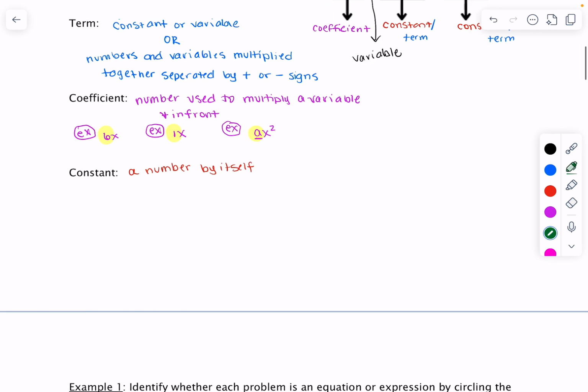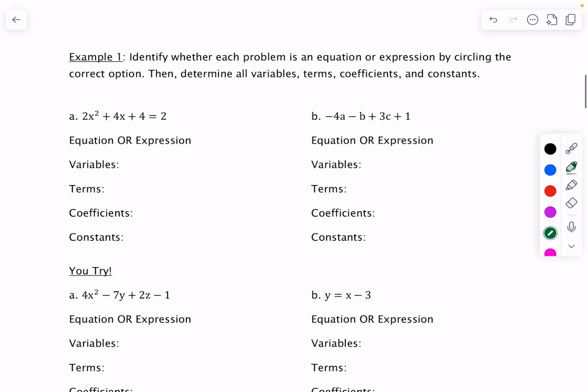So let's take a look at examples of what I'd like you to be able to do with these words. So example 1, identify whether each problem is an equation or expression by circling the correct option. So that's the first step I'm going to do. Then determine all variables, terms, coefficients, and constants. So my first problem is 2x squared plus 4x plus 4 equals 2. Since this has an equal sign, that is going to be an equation.